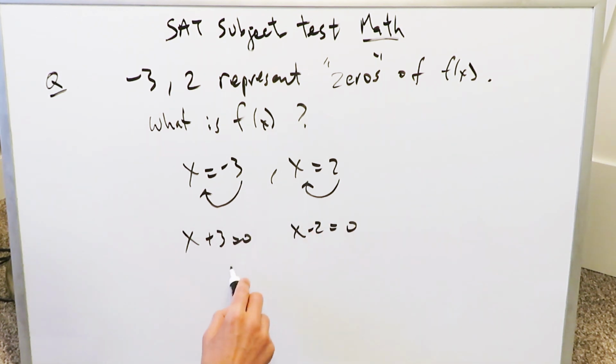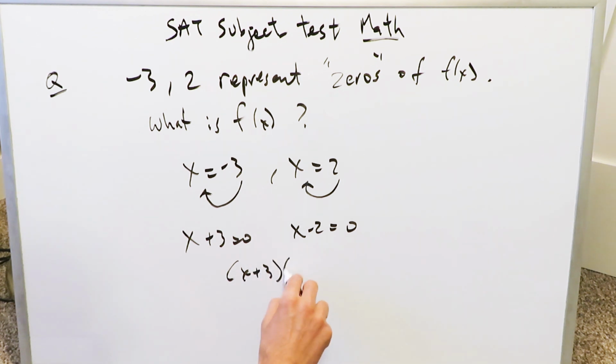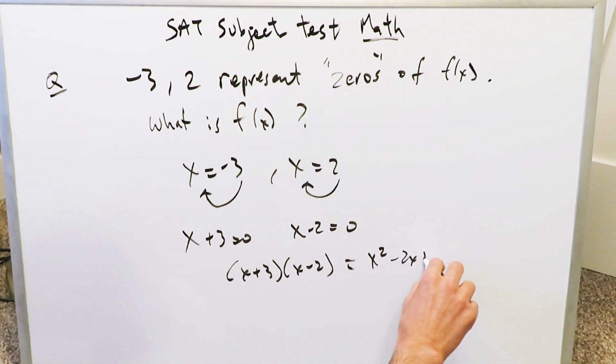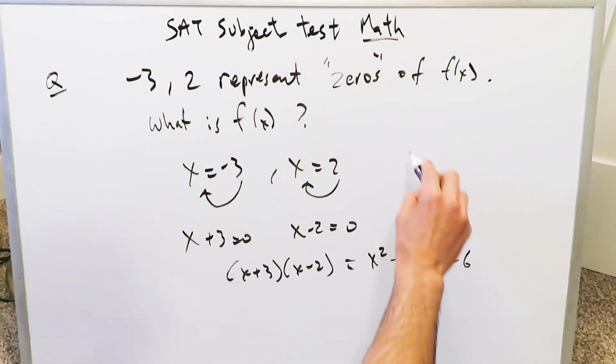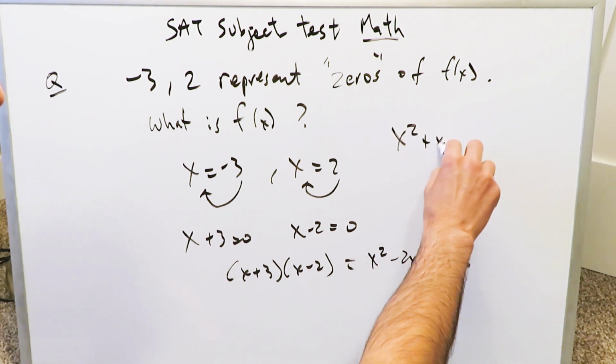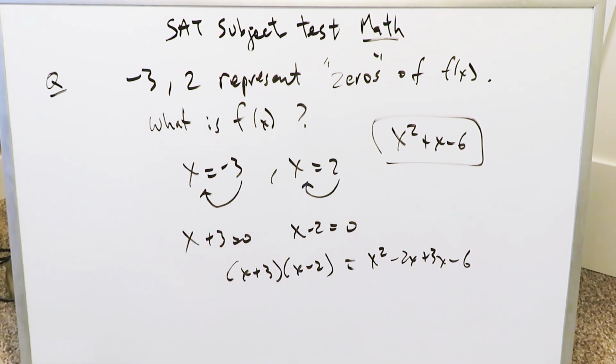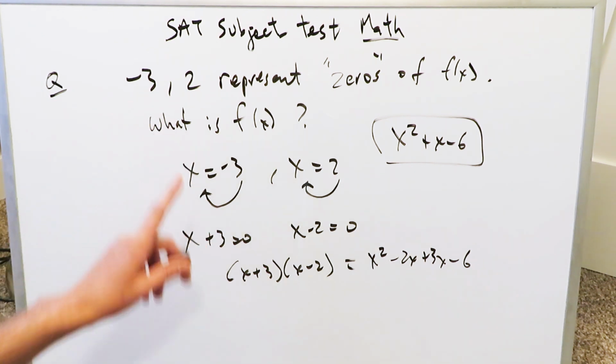Then you would multiply these two. You'd have x plus 3 times x minus 2. Then you would multiply these and develop your polynomial. You'd have an x squared. Then you'd have a minus 2x plus 3x minus 6. Your answer over here would be x squared plus x minus 6. That would be the function for which these two zeros are found, minus 3 and 2.